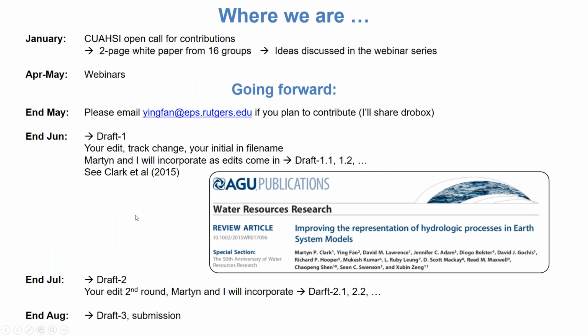And so going forward, what do we do? So where we are, and I want to have a very brief review of how this started. In January, CUAHSI sent out an open call for contributions to implement hillslope hydrology in ESMs. And then we solicited 2-page white papers, and the 16 groups contributed, which tremendously helped us to crystallize the ideas. So these are the ideas that helped us to organize those 5 webinars. And so we had those webinars in April and in May.